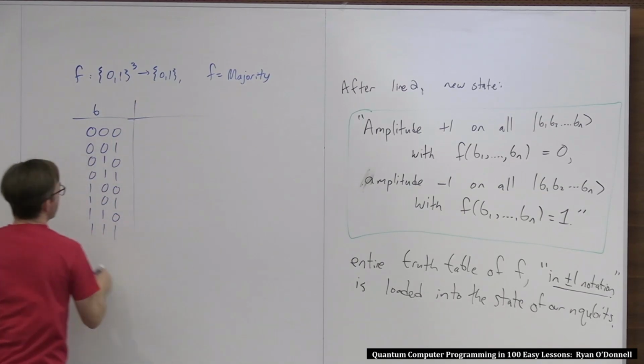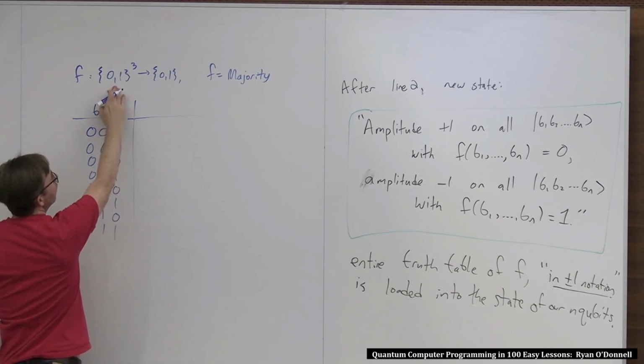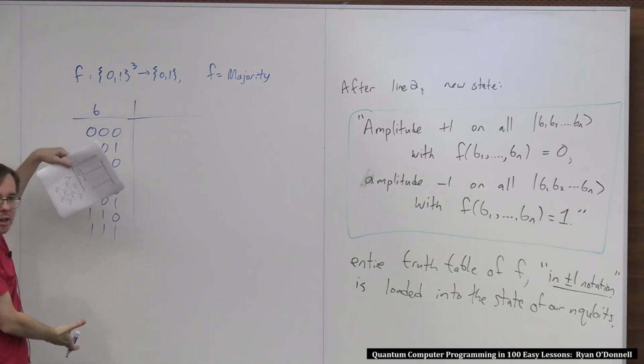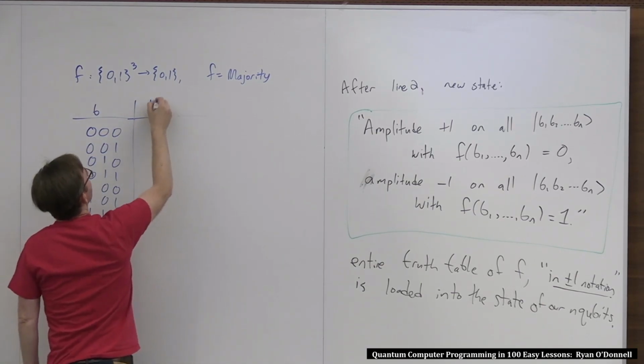Okay, so those are all the 2 to the n possible input strings. It doesn't look too impressive because n is 3, and I can only write so much. But remember the impressive fact: it's perfectly normal to compute the majority of 1,000 bits on your computer, but you cannot write down 2 to the 1,000 rows. That would not fit inside our universe.